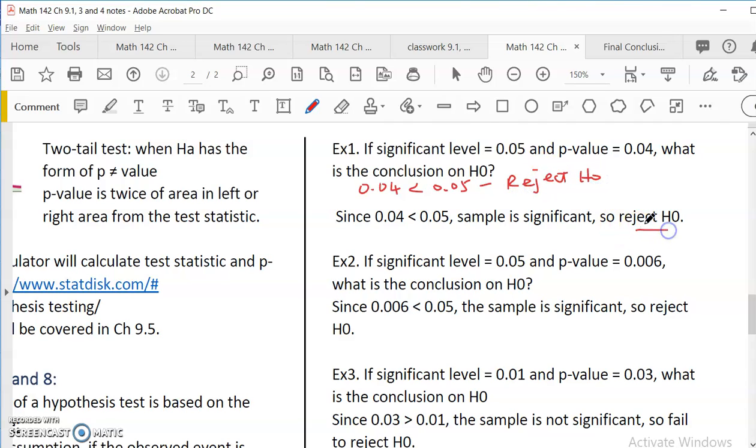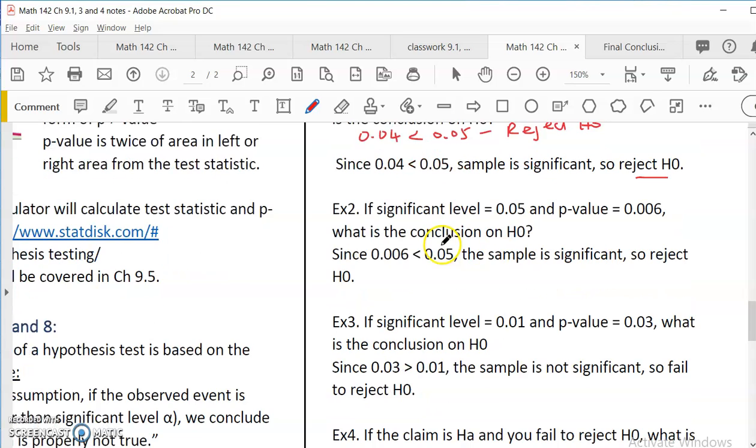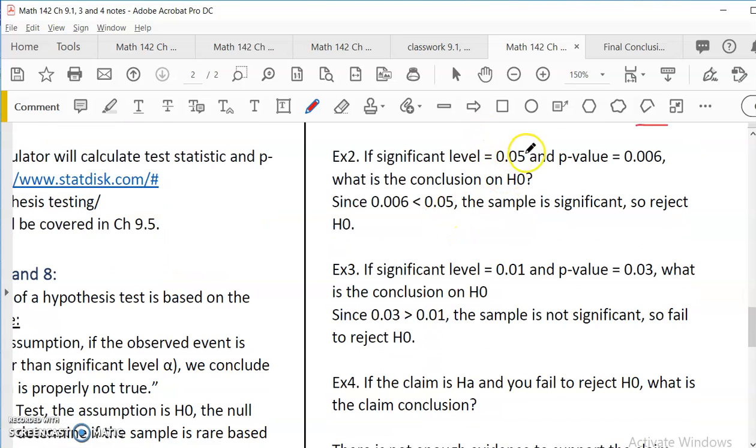Right? So that's what I write down. But the second example, if the significance level is 0.05, but my p-value is 0.006, what should I do? Okay, so don't look at the number 6. 0.006 is a low number. It's less than 0.05. So the sample again is significant.